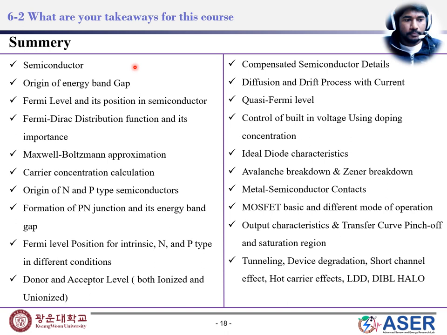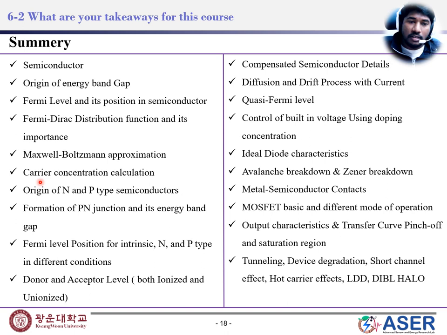What are your takeaways from this course? Summary. From the very first class, we learned about the origin of the energy band gap and what a semiconductor is, the semiconductor definition, the Fermi level and its position in a semiconductor. Then we learned the Fermi-Dirac distribution function and its importance, and the Maxwell-Boltzmann approximation. The most important thing is the Fermi-Dirac distribution. By this equation, we can calculate carrier concentration and assume where the Fermi level is situated.